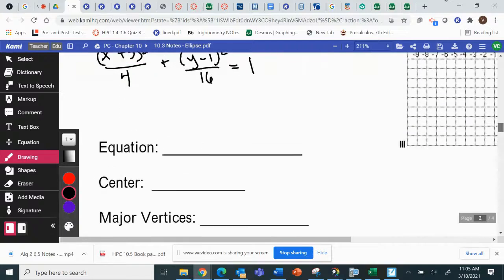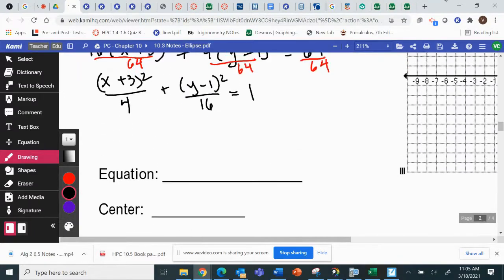Thank you. Okay, so what is our equation? We've got, I already wrote it, but I'll read it again. (x + 3) squared over 4 plus (y - 1) squared over 16 equals 1.